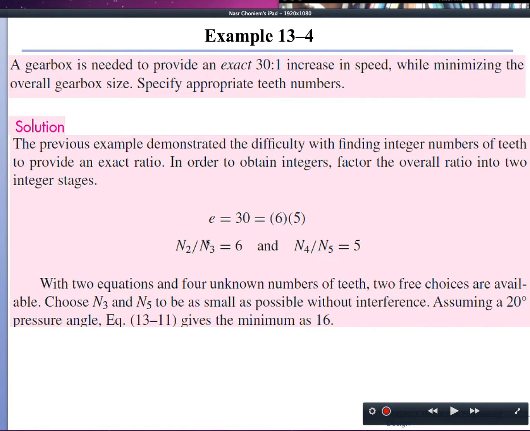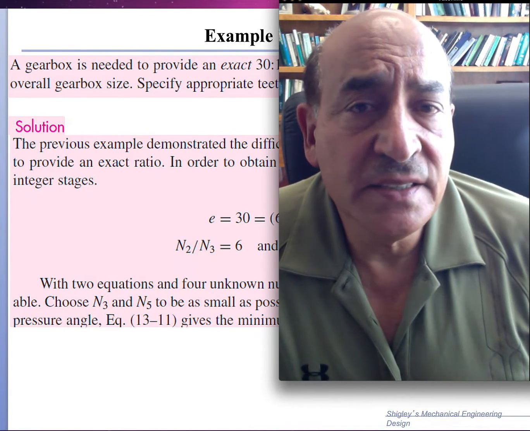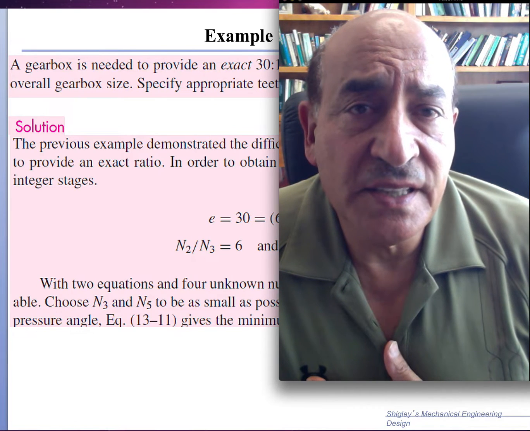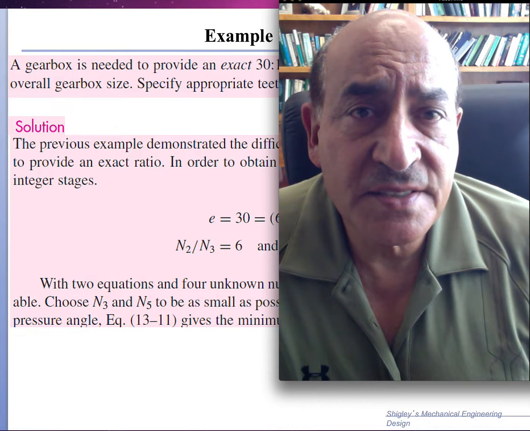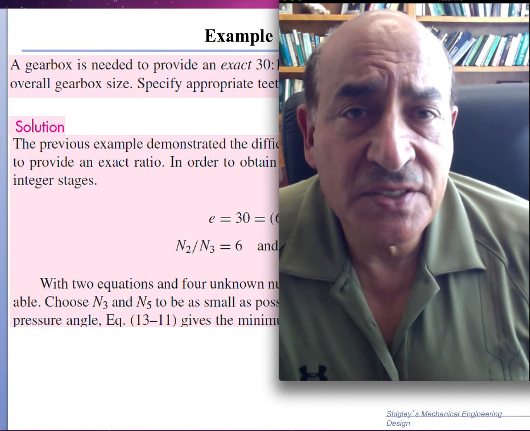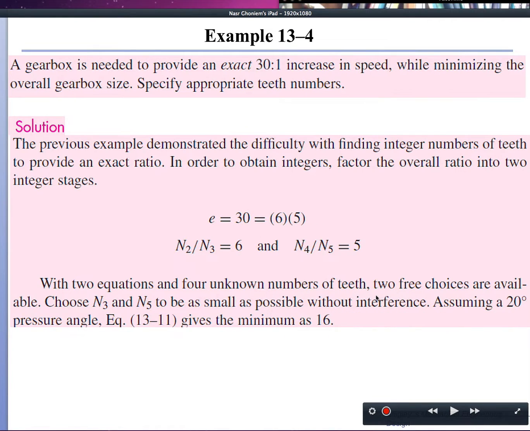So we have 2 equations and 4 unknowns. We have N2, N3, N4, N5. And therefore, we need some other constraints. We can select any number of combinations that are required. One constraint we know about is that we want to prevent interference, and usually you prevent interference for the smallest number of teeth on the first pinion. So we will just select now, assuming a pressure angle of 20, that the minimum number of teeth will be 16 on N3.